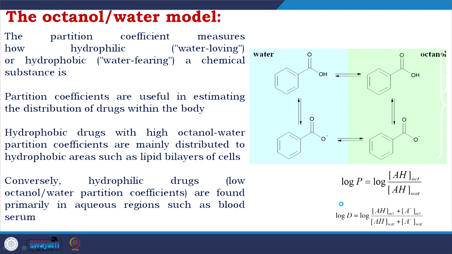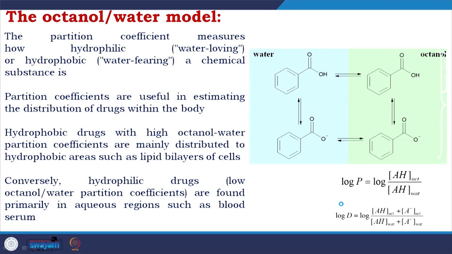So, see, the goal was to make some numbers, and make them by building the model in such a way that those numbers would be correlated to the actual effect in biology. Here we make a number which is log P, and this log P will tell you whether the molecule is hydrophobic or hydrophilic in nature. Based on that, you could say that the molecule would be distributed on the lipid bilayer or in the aqueous region such as blood serum.